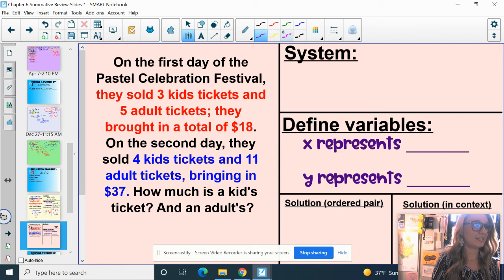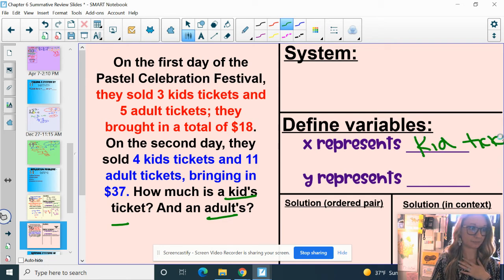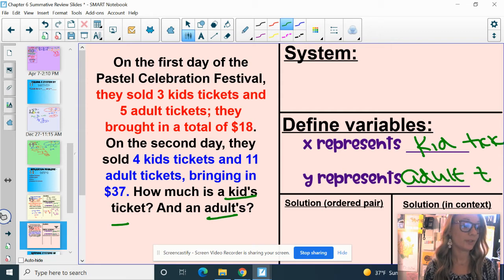Right away, you can see by the question that they're asking, kids tickets, adult tickets, those are your variables. Let's have X represent kid tickets and Y represent adult. I'm just going to abbreviate. So now you told me what X and Y represent. Good job. Let's write our system. And again, this is another time where Miss LeMan just loves you so much. I color coded the equations.